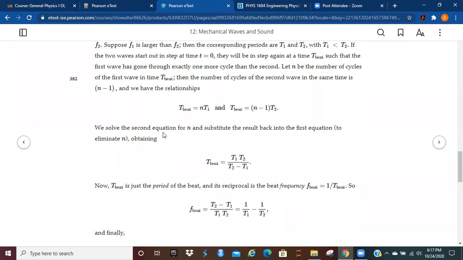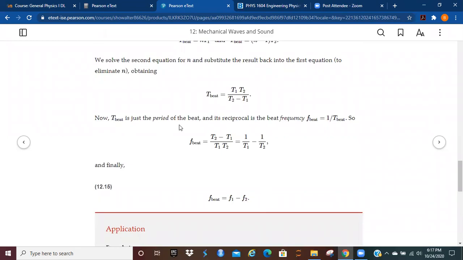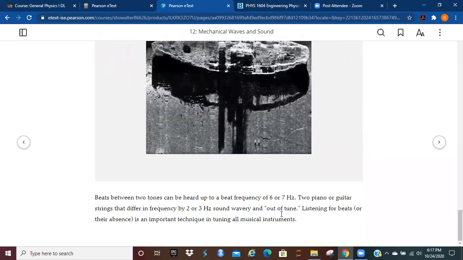So we're going to solve the second equation for n, substitute it back into the first, and then this is going to be the period of the beat, and the reciprocal is going to be such as this. That's a fundamental definition. So if you take this and turn it on its head, you find the frequency there, 1 over T1 minus 1 over T2, and then you come up with that. So that's kind of neat.